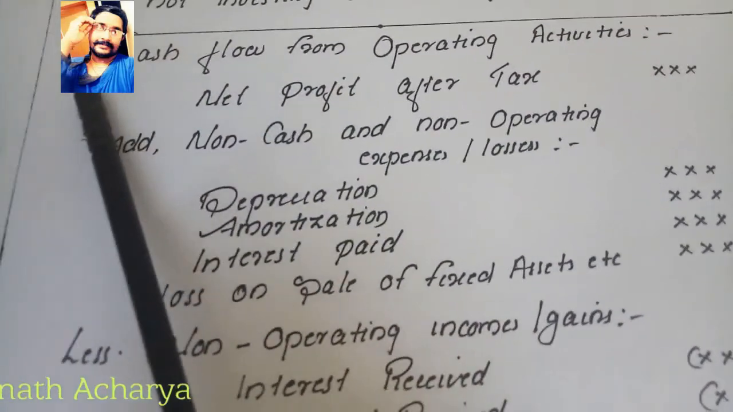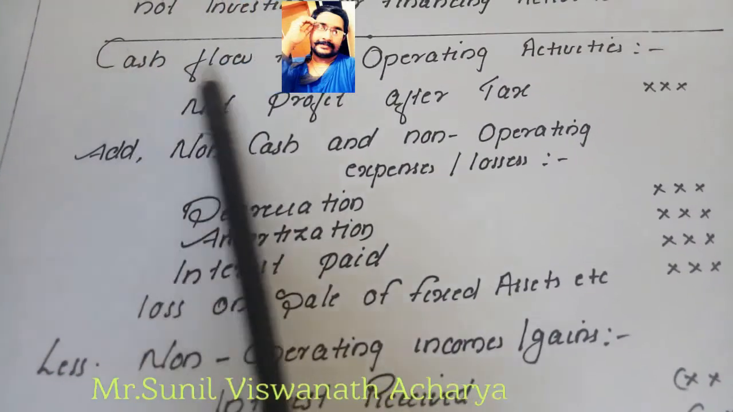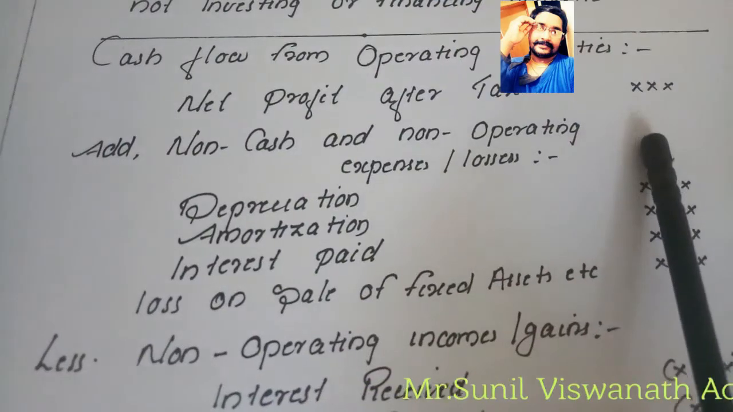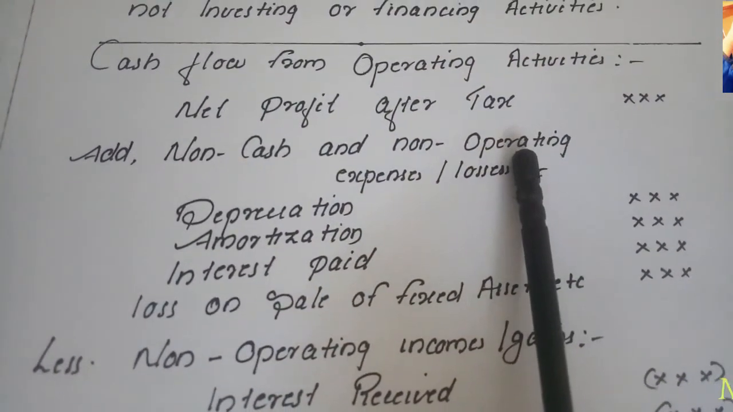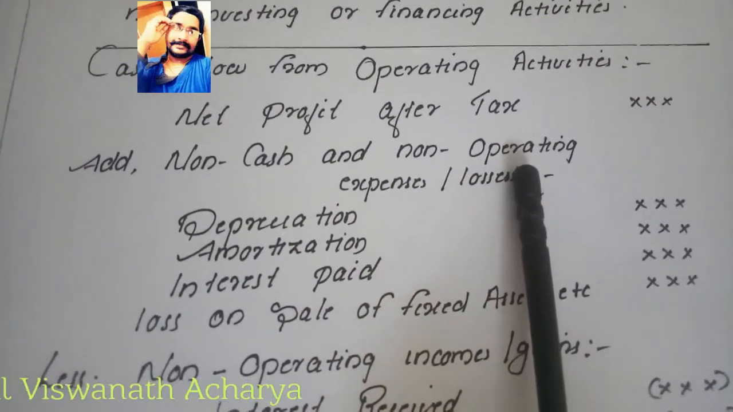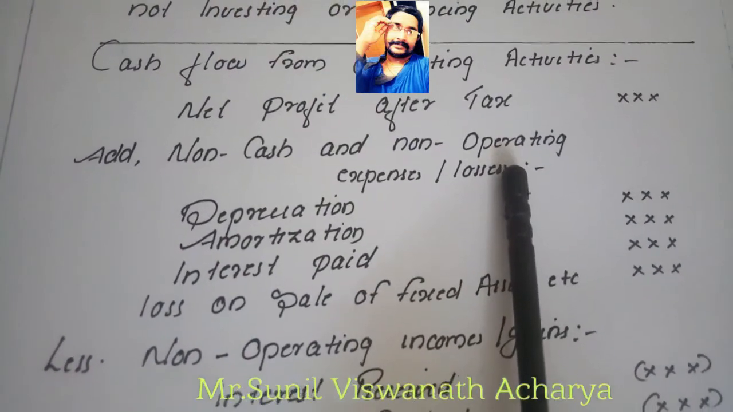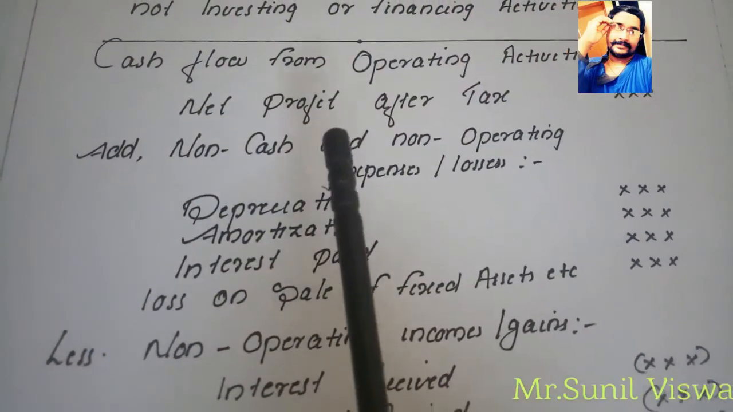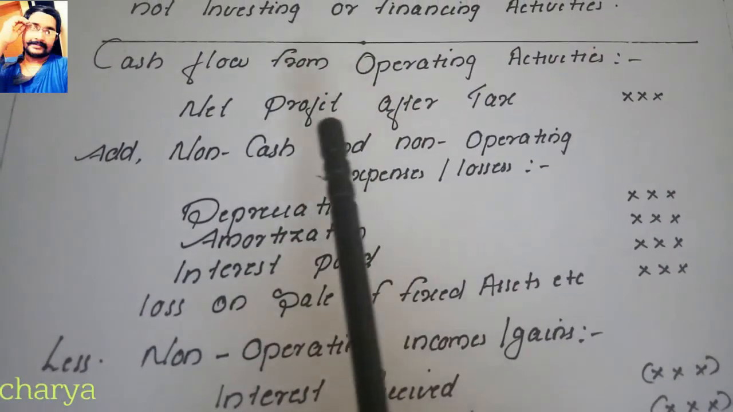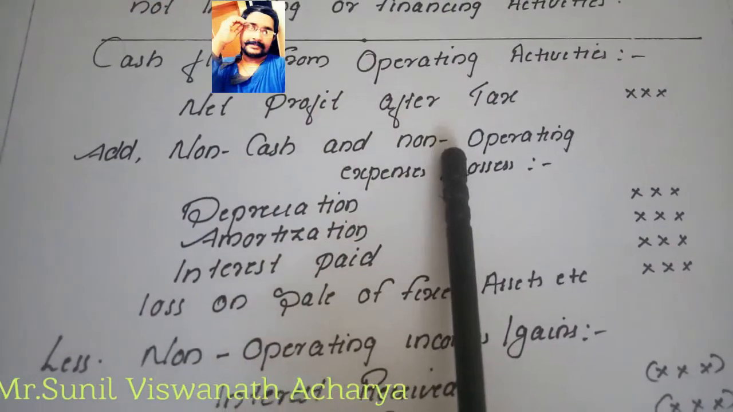When you are writing, capital letter A, cash flow from operating activities. For cash flow from operating activity, we can use two methods: one is the direct method and the other is the indirect method. In your syllabus the direct method is not there now, so we have to follow the indirect method.